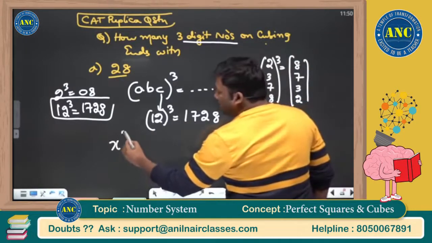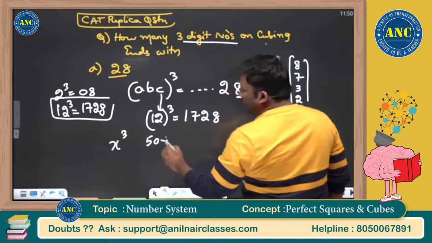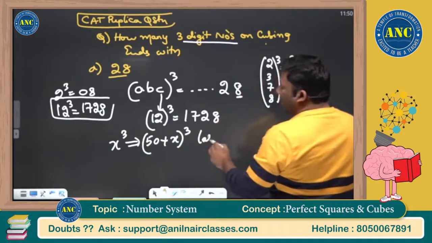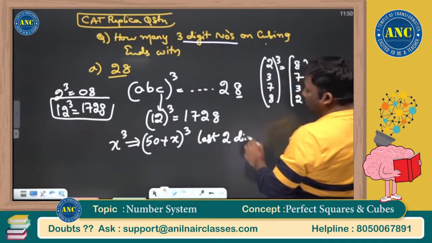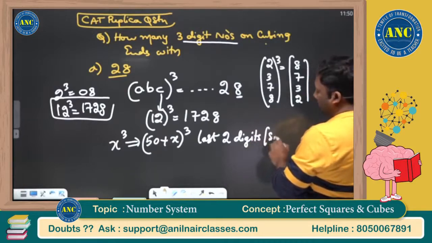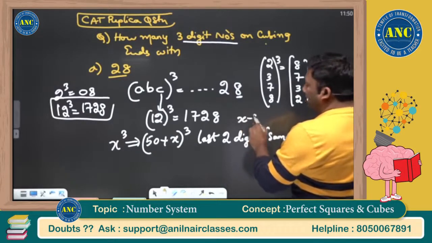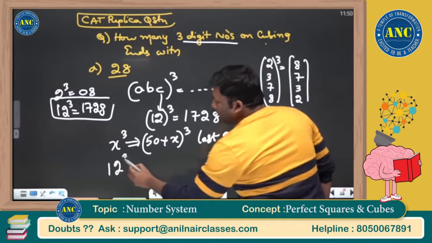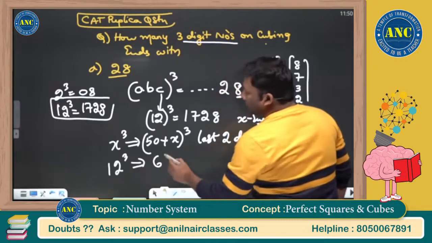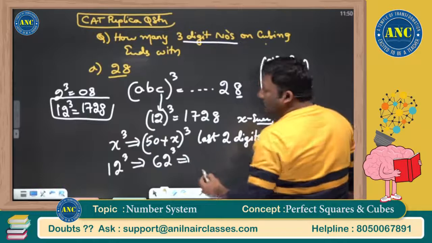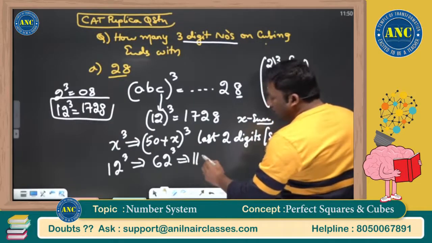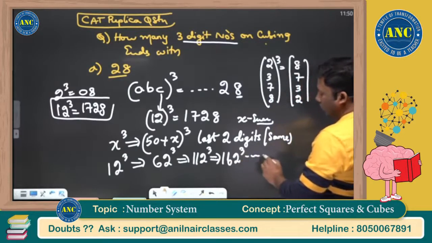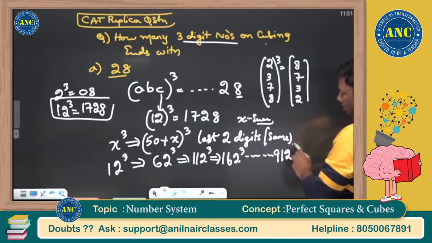What is the logic that we discussed? x cube and (50 plus x) whole cube: the last 2 digits will be the same. When will it be the same? When x is an even number. Is 12 an even number? Yes. So if it is 12 cube, what will be the next number? 12 plus 50, 62 cube. What will be the next number if x becomes 62? 112. What will be the next number? 112 plus 50, 162. And so on up to 912, 962.